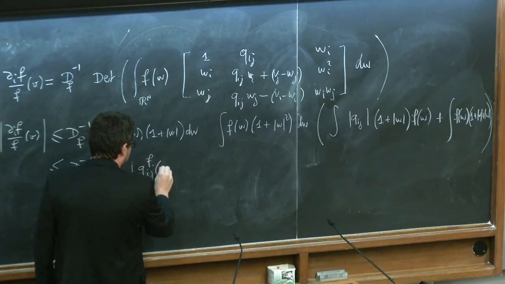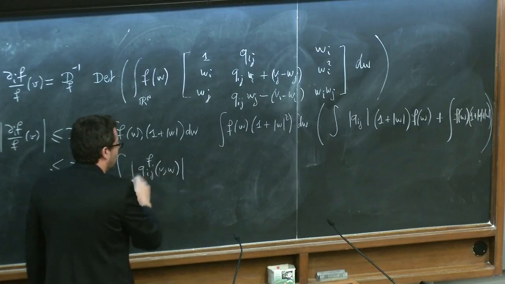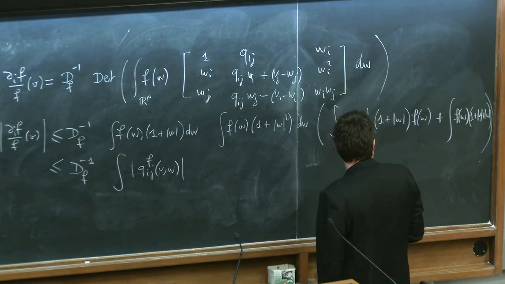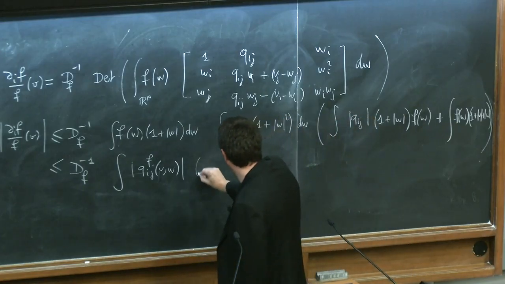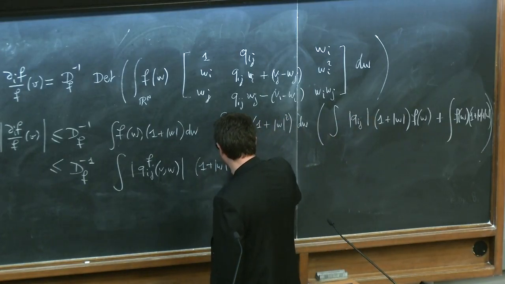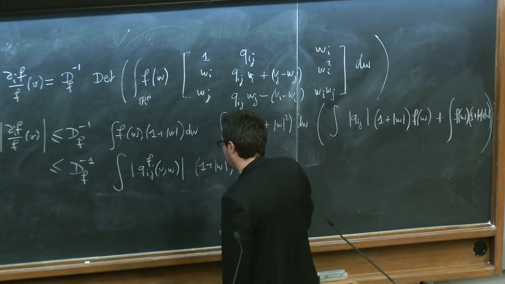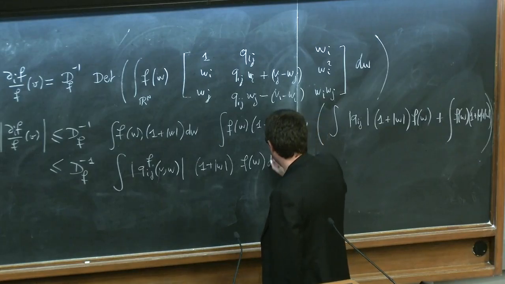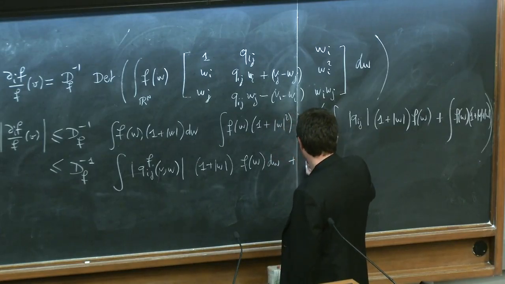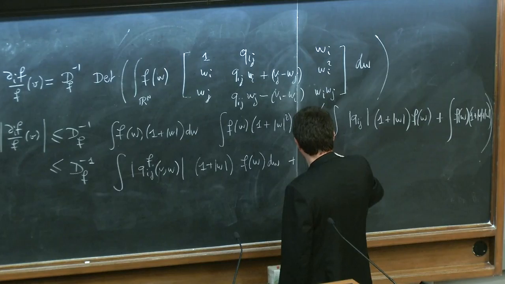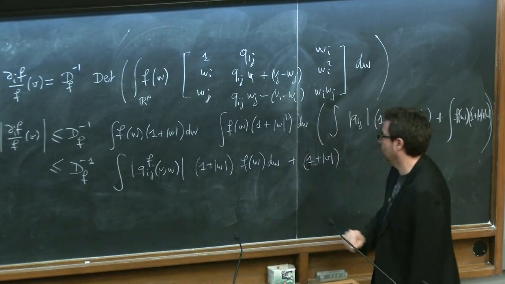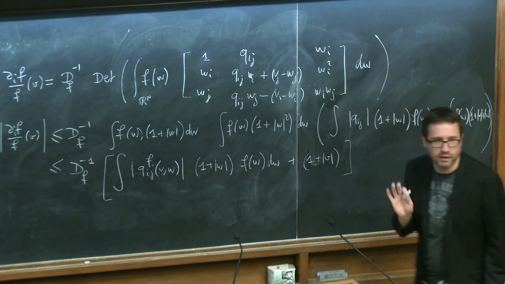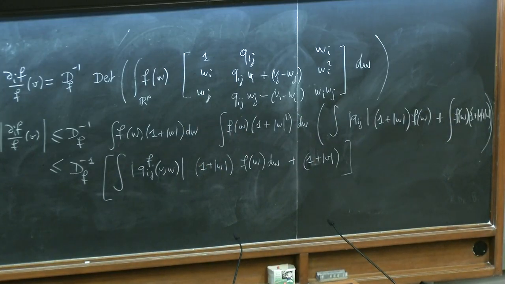So let me write it in a completely precise way. This is something which depends on V and W. And I have this 1 plus W. I have F of W to take into account. And all of this is plus 1 plus V. Like this. I hope it can be understood in this way.